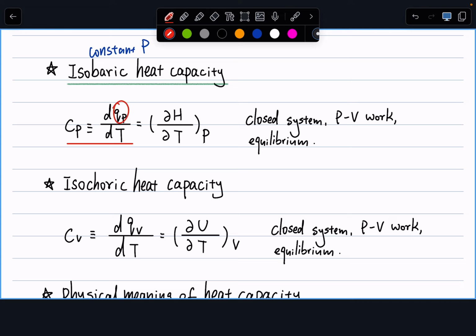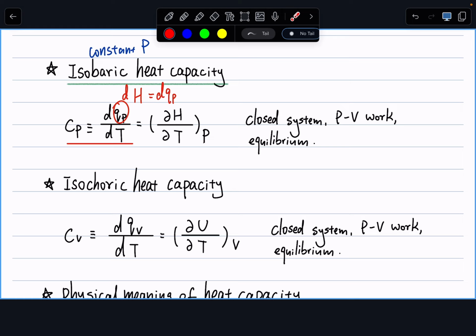Remember, our conclusion is that for isobaric heat transfer, this is our enthalpy. At the end of our last lecture, we concluded that dH equals dQp. Or instead of writing that as Qp, you can also write it as a partial derivative. We're talking about the partial derivative of enthalpy over temperature at constant pressure. So this constant pressure comes out in that partial derivative.